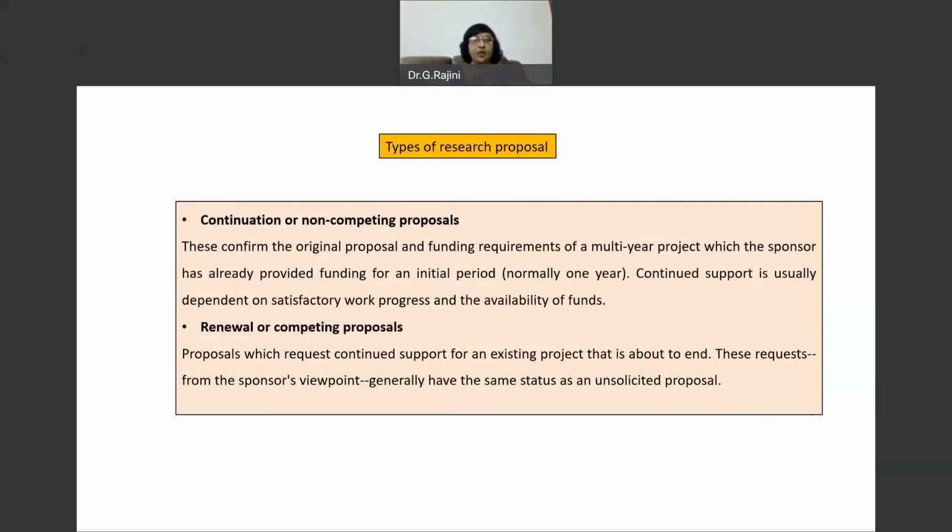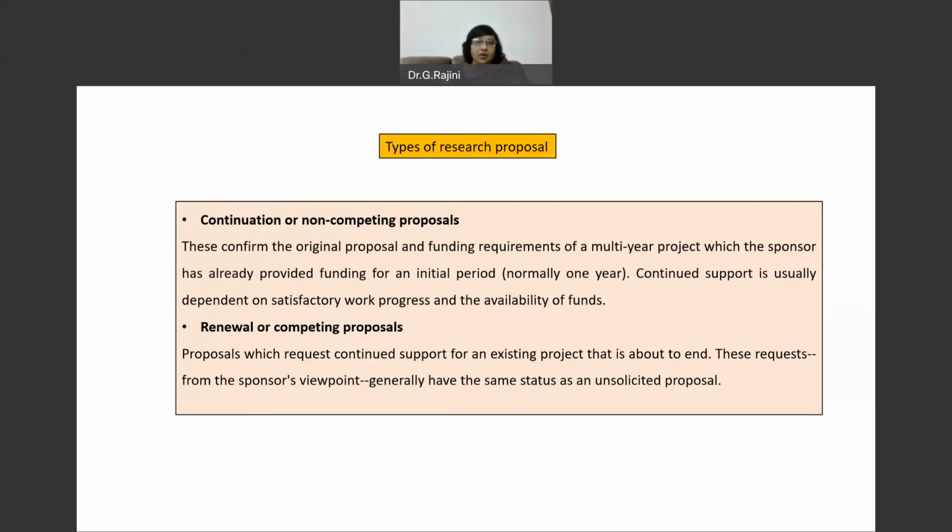Okay. Then continuing or non-competing proposals. These confirm the original proposal and funding requirement of a multi-year project, for which the sponsor has already provided funding for an initial period. See, what happens is, supposing you get funding for 3 years, there are reports, half-yearly progress reports, and then annual progress reports. So you need to keep on writing proposals if there is a change or turbulence. You have to write what you propose to do in the next year. The continued support usually depends on satisfactory work progress and the availability of funds.